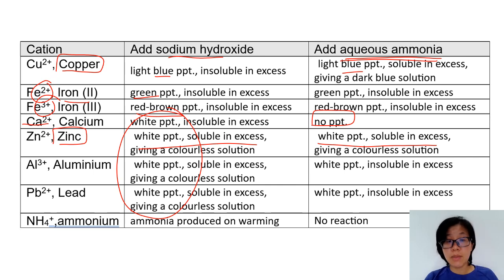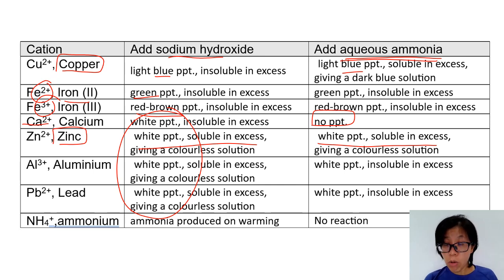However, for aluminium and lead, both of them have the same reaction, whether in aqueous ammonia or sodium hydroxide. Then how are you going to differentiate it? For these two, normally we will add things like hydrochloric acid to it. If you add acid, lead chloride is insoluble, so you see an insoluble PPT. But if you add hydrochloric acid to aluminium, then you won't see any PPT. So that would help you to differentiate between the two.